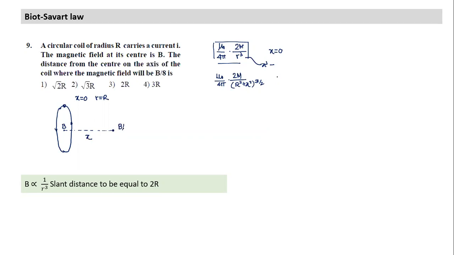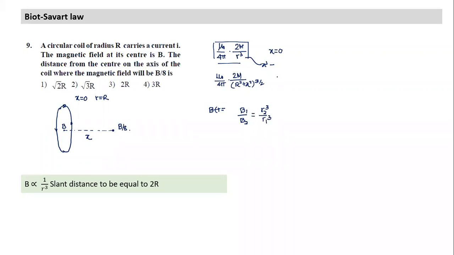B by 8. Okay, so we'll use this similar formula. What is B at R? So B1 by B2. B is proportional to the inclined distance. What will B1 by B2 be equal to? B1 by B2 will be equal to R2 cube by R1 cube.